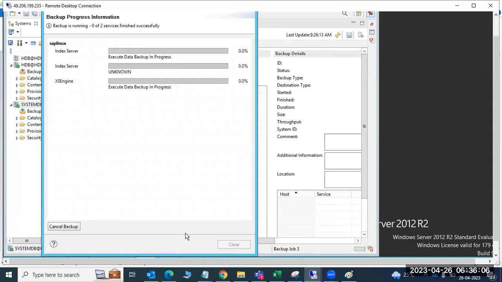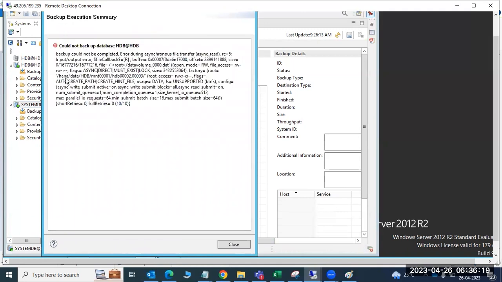See here, I am taking this backup as well. When you are taking this backup, you can see the index server and access engine being backed up. But the index server will take a lot of time. Why? Because all the data at the database level will be stored here.